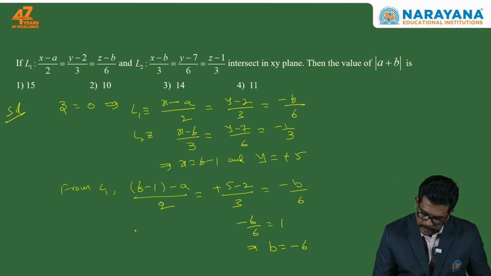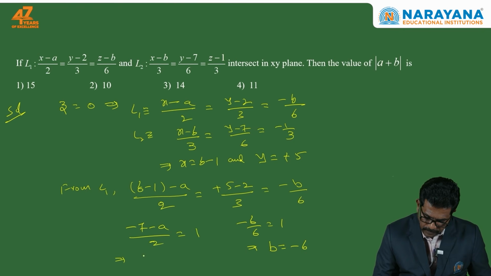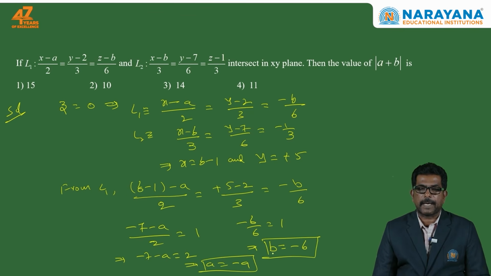Now here I am substituting. Minus 7 minus a by 2 is equal to 1. From this we get the a value. Minus 7 minus a is equal to 2. A is equal to minus 9. B is equal to minus 6.